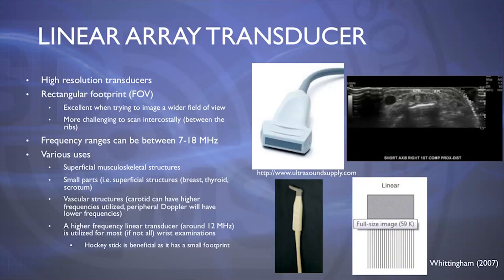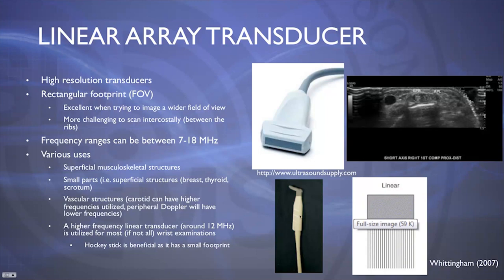When performing a wrist ultrasound examination, we'll want to be using a linear array transducer. As we all know, linear array transducers are high-resolution probes with a rectangular footprint, with an excellent field of view when trying to image a wider area. The frequency ranges can be anywhere between 7 to 18 megahertz, and the various uses for linear probes include small parts or superficial structures, vascular structures, but most, if not all, superficial musculoskeletal structures will be evaluated with a linear array transducer. For the wrist in particular, you may also be utilizing the hockey stick probe.